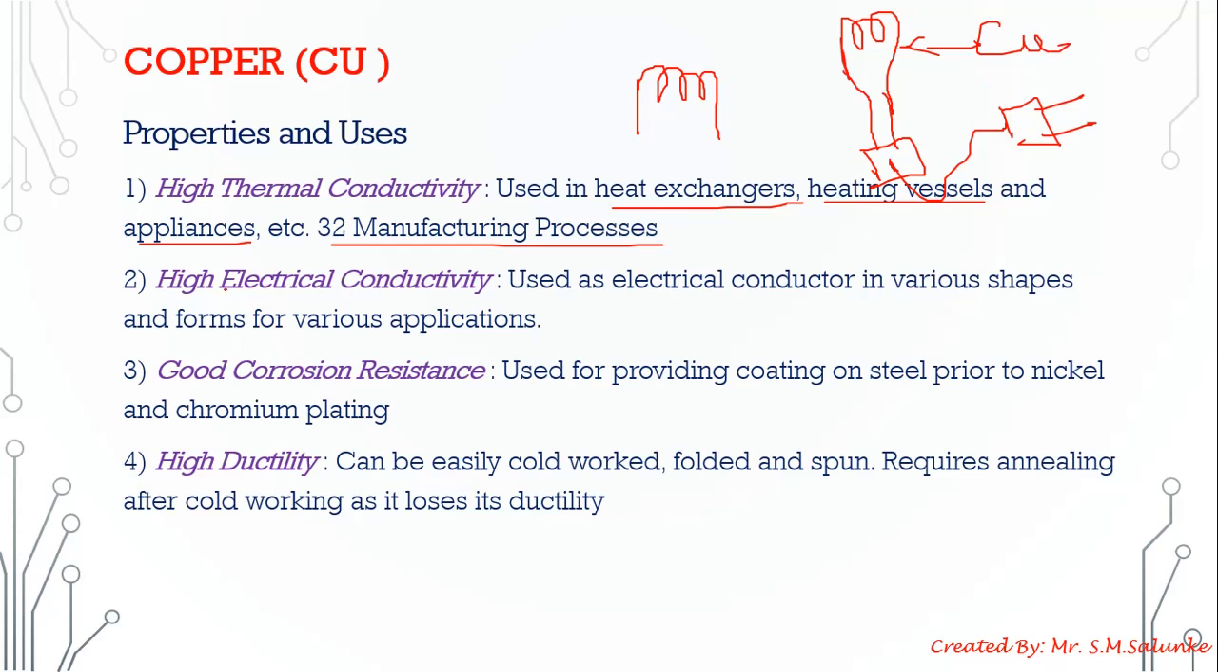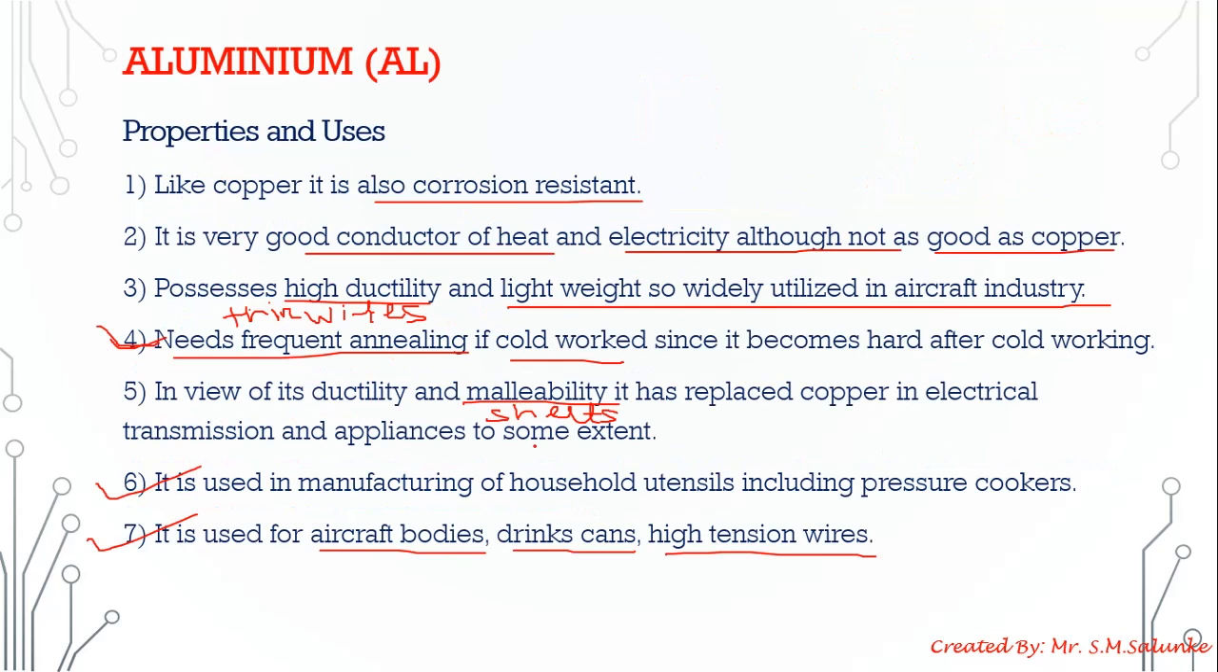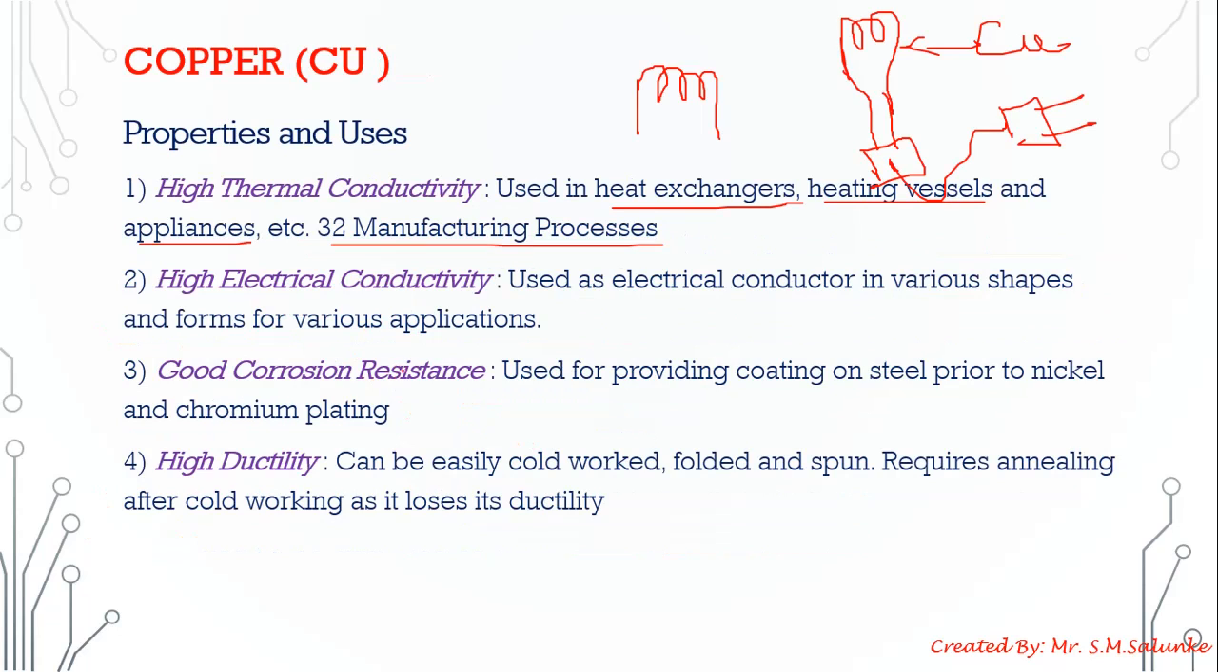Next is high electrical conductivity. We have discussed here also how copper is mostly used for electrical conduction. Most of the wires that we see in electrical appliances are copper wires, because they have good ductility. Good ductility leads to thin wires out of copper metal. So it is used as an electrical conductor in various shapes and forms for various appliances.